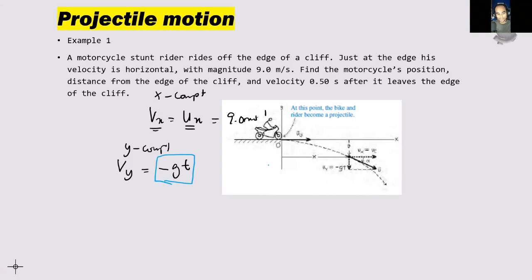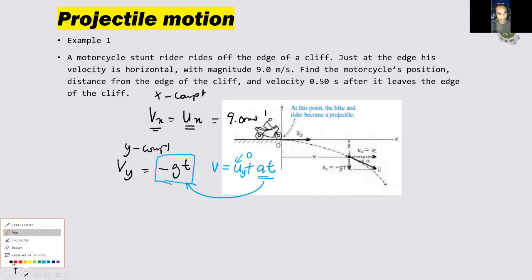Where does this negative gt come from? Faster, everyone. So v equals u plus at. In other words, a equals v minus u over t, so v equals u plus at, right? Because u in y is 0, we are left with at. So there we have negative gt. Okay, going to continue.